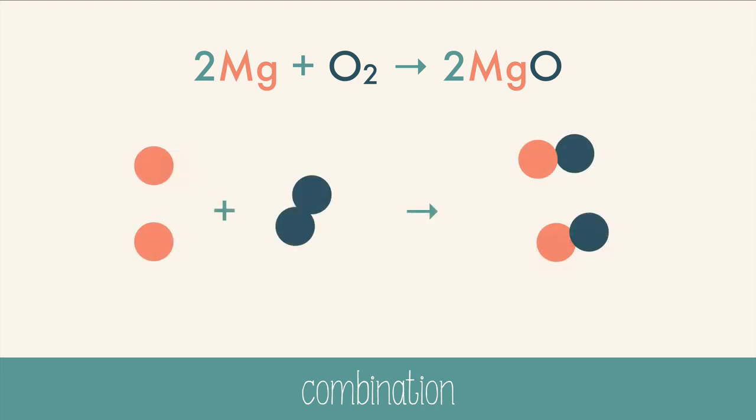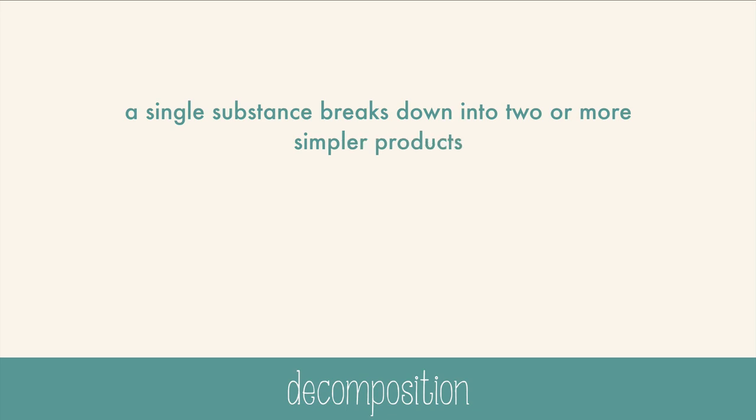So here we have the balanced chemical equation, a particulate drawing of that same reaction, and now here's a general equation for combination reactions. A plus B yields substance AB. The reverse version of this kind of reaction is called decomposition. In this reaction, things fall apart instead of coming together. A single substance breaks down into 2 or more simpler products.